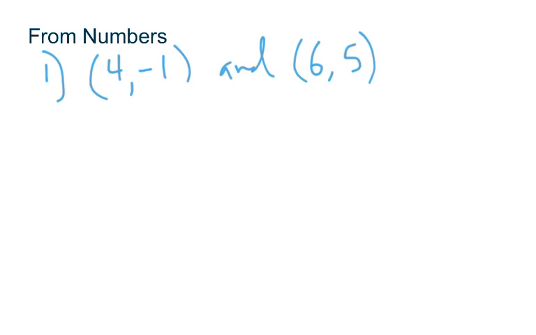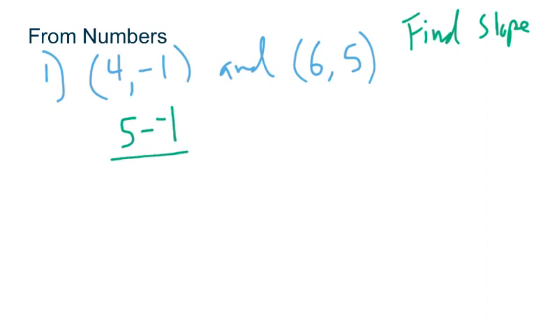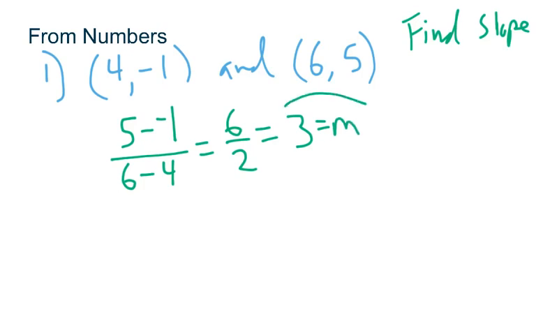The first thing you do have to do is find the slope. So that's going to require some work. So find slope. All right. So I'll go 5 minus negative 1 over 6 minus 4. That gives me 6 over 2, which is 3. And again, that's m. I always like to put equals m and then circle it so I remember that. Now I just have to fill it out.